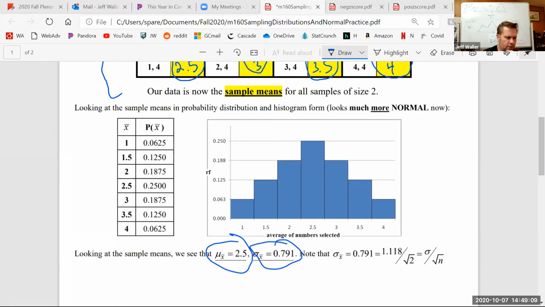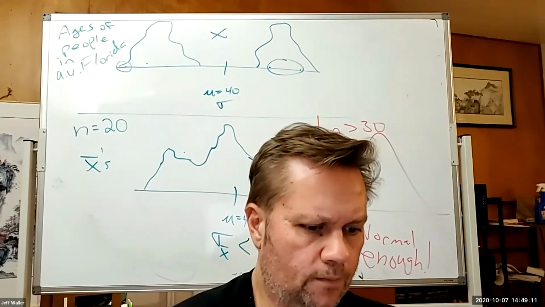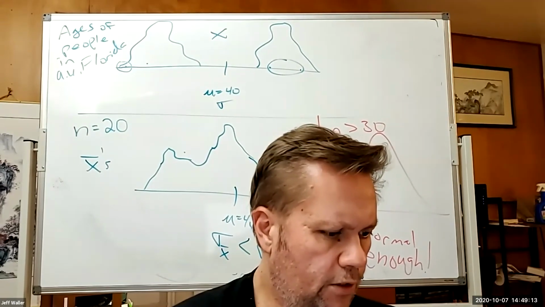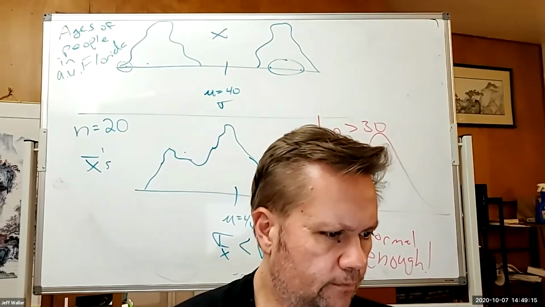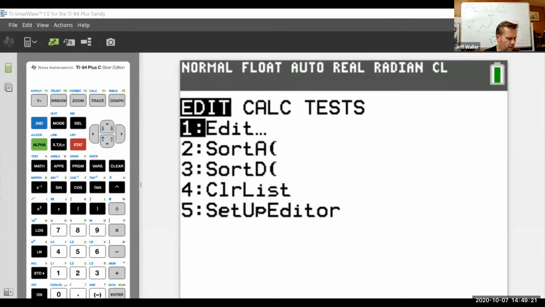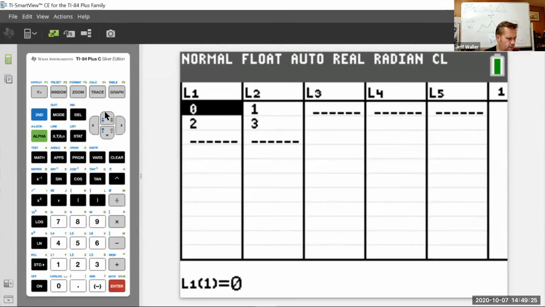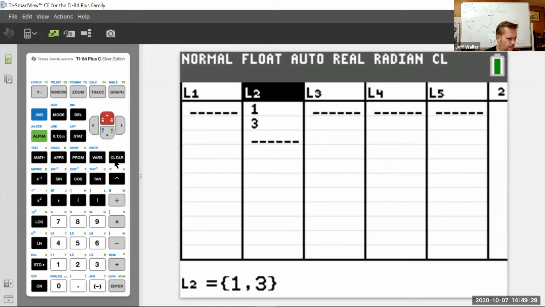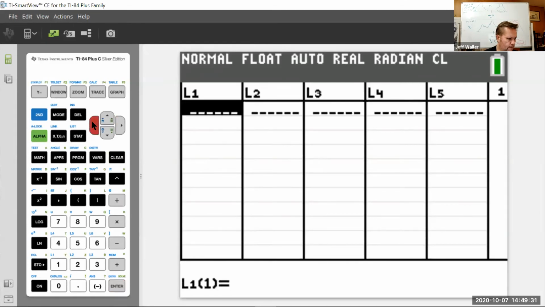So I'm going to stop sharing for a minute, and I'm going to share my calculator. So if in your calculator you put, let's see if I can do this semi-quickly now. I'm going to put this data in there real quick, just to remind you guys how this works.